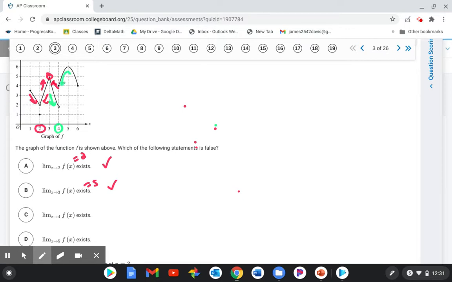So the left limit as x goes to 4 from the left equals 2. Limit as x goes to 4 from the right equals 4. So this limit does not exist. So this is a false statement. C. We could just double check by looking at the limit as x goes to 5. 5 is good. It looks like it'd be up 6 up there, pushing in both directions.